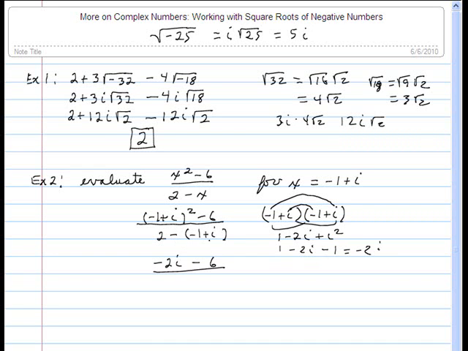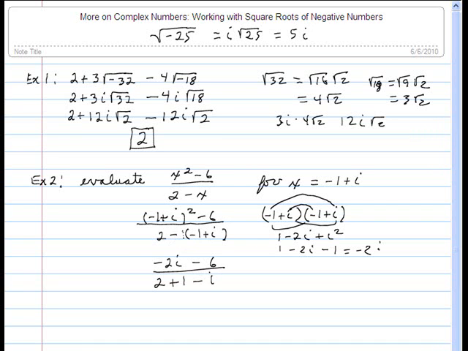Here we just have to distribute to get rid of that bracket, so I'll have 2, put in my little 1 here, and just so I can distribute a negative 1. Negative 1 times negative 1 is plus 1. Negative 1 times positive i is minus i.